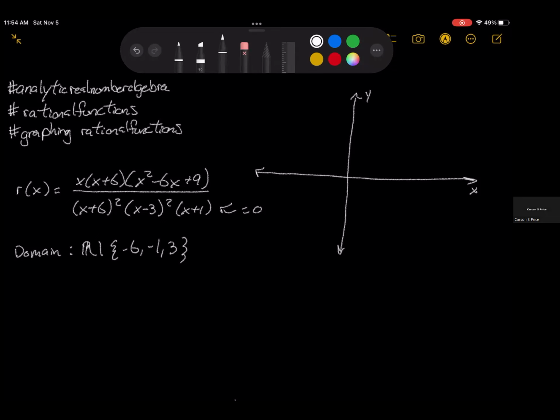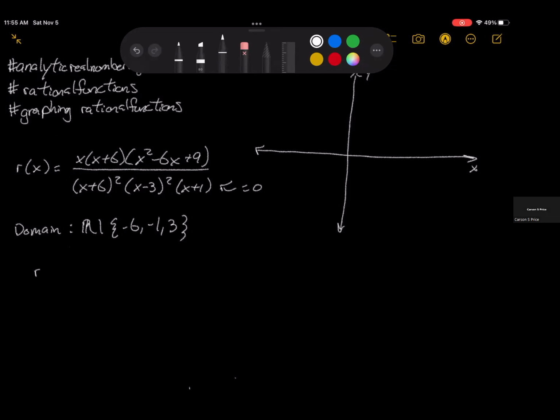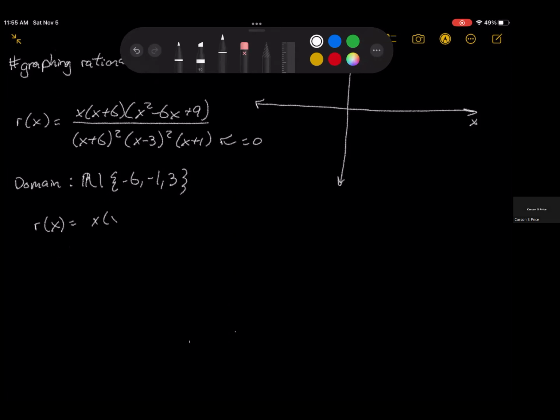All right, now let's take the function and write it in simplified form if possible. So we have x plus 6 in the numerator. My denominator was already in factored form, so I can't break that down any further. But I am able to break this quadratic into two smaller factors, right? I can write that as x minus 3 times x minus 3, or x minus 3 squared.